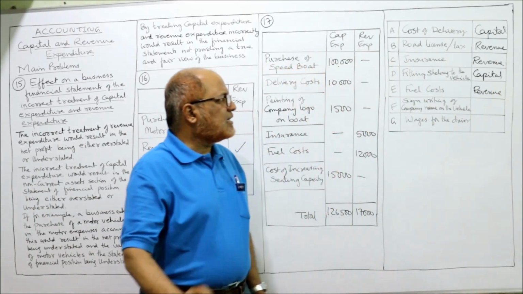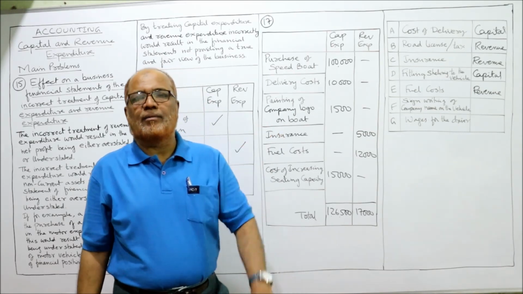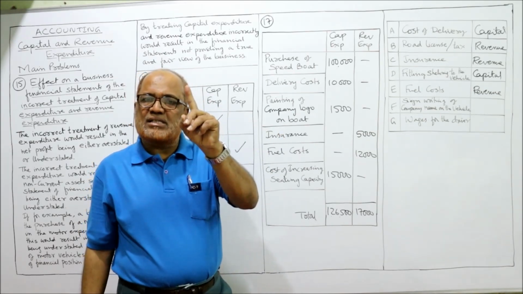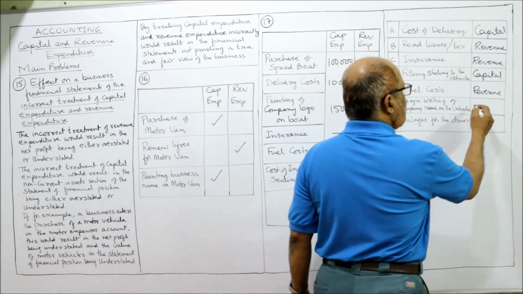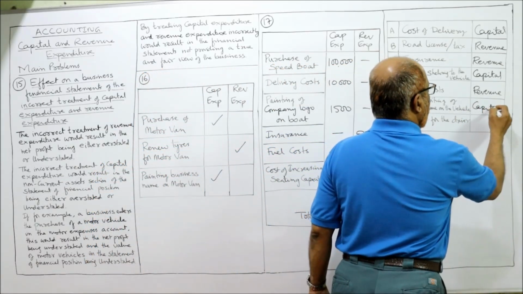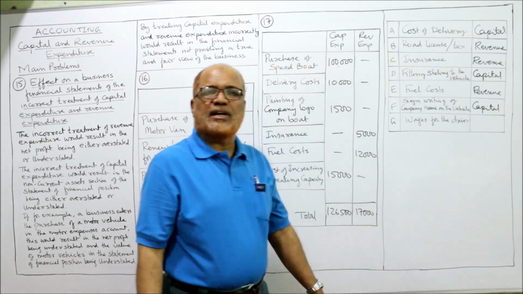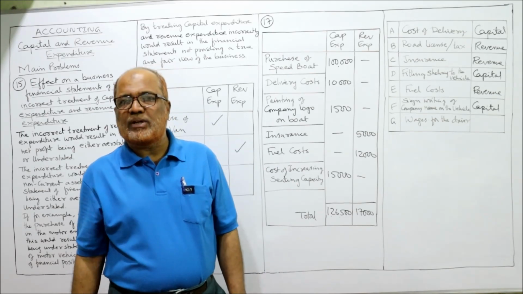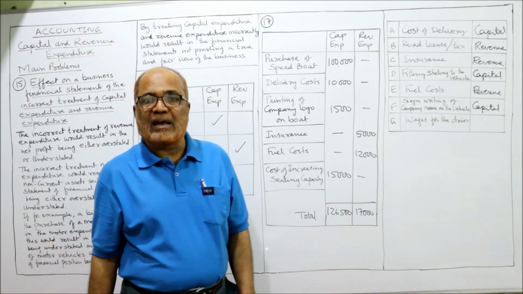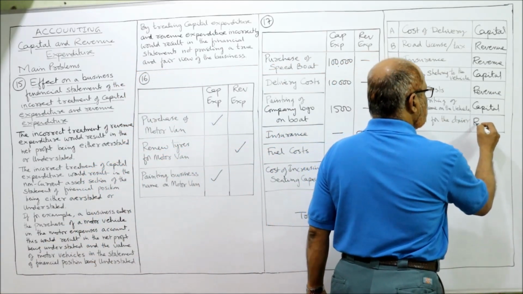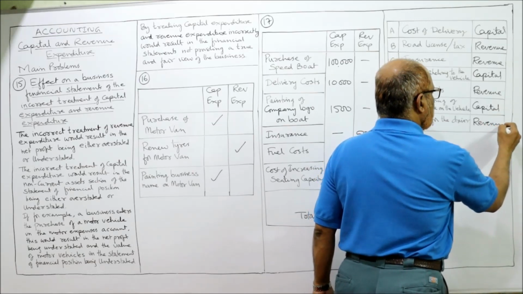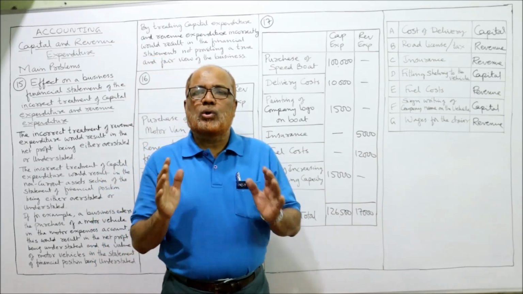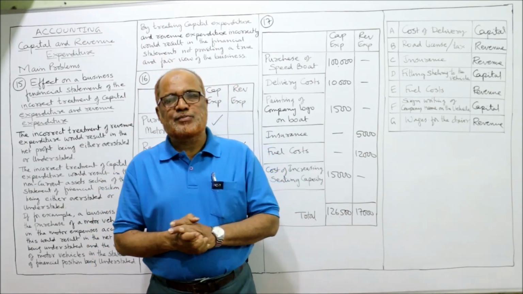Next comes sign writing of company name on the vehicle. That means the sign writing of the company name on the vehicle will be done only once. It is a capital expenditure. Last one, wages for the driver. It's a recurring expenditure. Again and again we have to pay the wages to the driver. Every month we will pay. So it's a revenue expenditure. That's all. This is the end of the topic, capital and revenue expenditure.